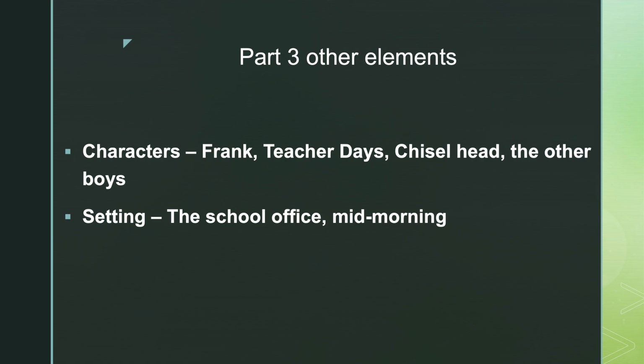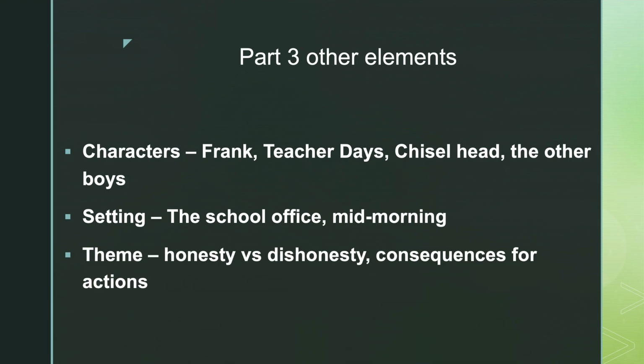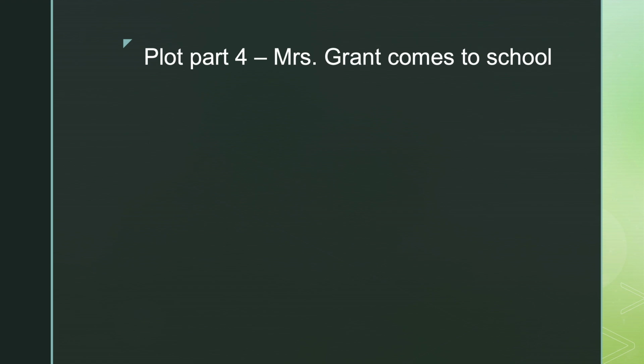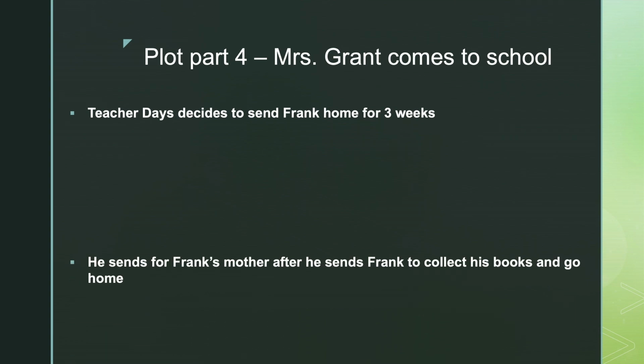The setting is a school's office and it's about mid-morning now. If you're following the timeline, it should be about mid-morning by now. The theme, honesty versus dishonesty and consequences for actions. Part 4, Mrs. Grant comes to school. So Teacher Days decides to send Frank home for 3 weeks.